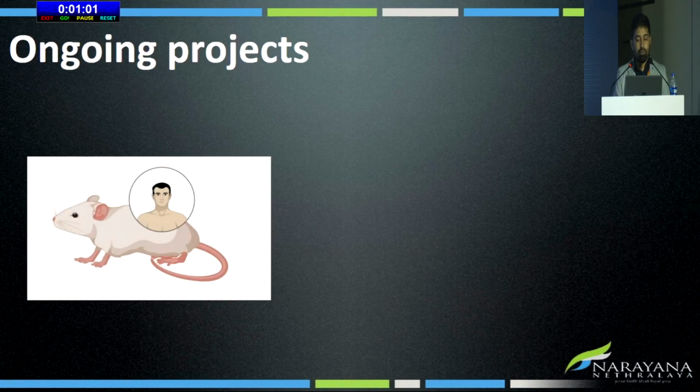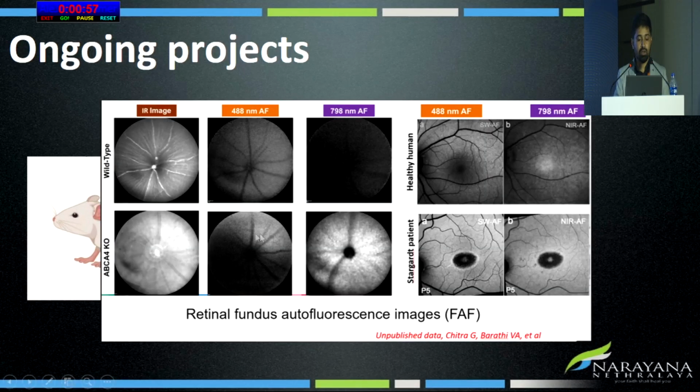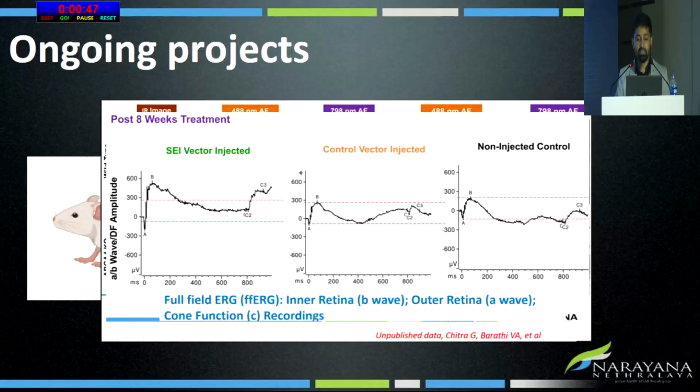Our ongoing projects: we have already produced a mouse model which mimics the human disease. This is an ABCA4 knockout. As compared to the wild type, there is increased autofluorescence. We injected the dual vector and did ERG. These are all live mice. We did ERG 6 weeks later. This was a wow moment for us.